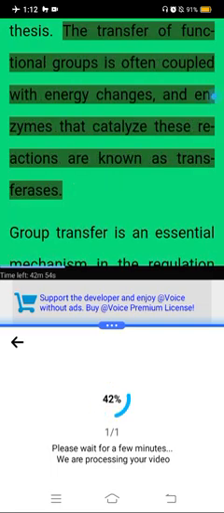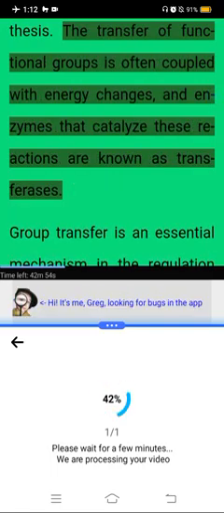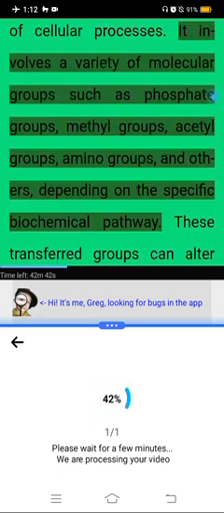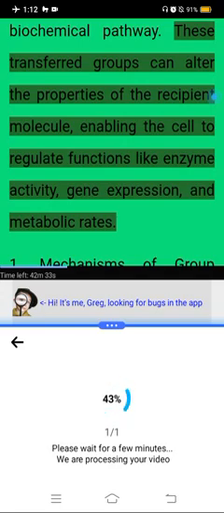The transfer of functional groups is often coupled with energy changes, and enzymes that catalyze these reactions are known as transferases. Group transfer is an essential mechanism in the regulation of cellular processes. It involves a variety of molecular groups such as phosphate groups, methyl groups, acetyl groups, amino groups, and others, depending on the specific biochemical pathway. These transferred groups can alter the properties of the recipient molecule, enabling the cell to regulate functions like enzyme activity, gene expression, and metabolic rates.